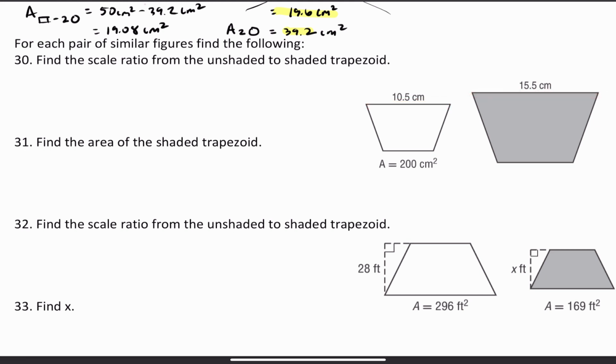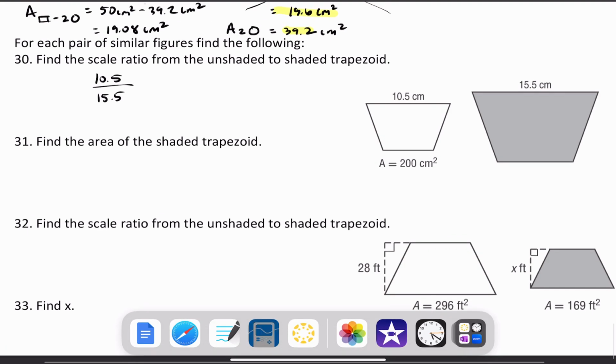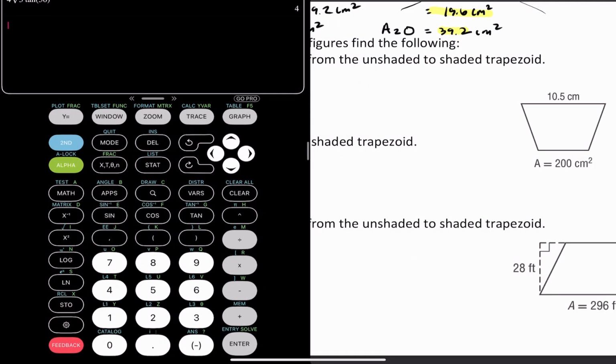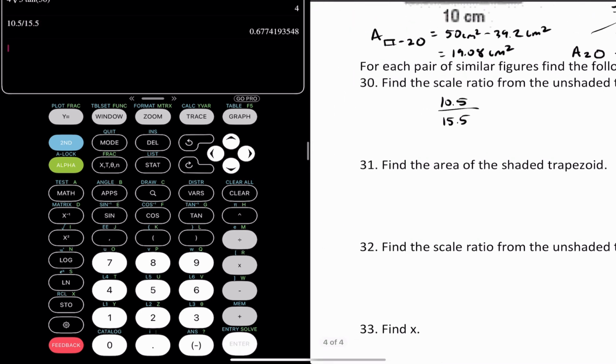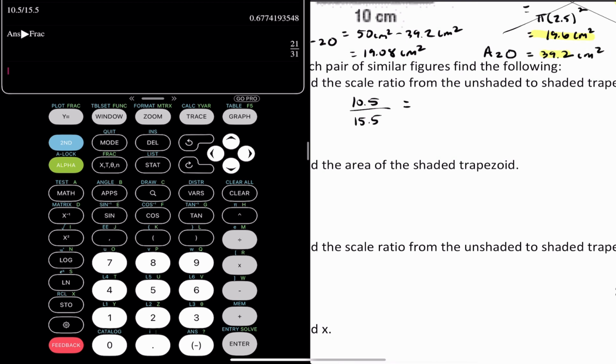So I'm going from unshaded to shaded, so I can create a ratio between the two. So it's 10.5 divided by 15.5. And this is where you should use math, enter if applicable. So let's do 10.5 divided by 15.5, hit enter, math, enter. Okay, we can say 21 over 31. That is my scale ratio.